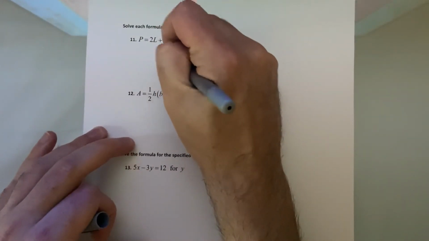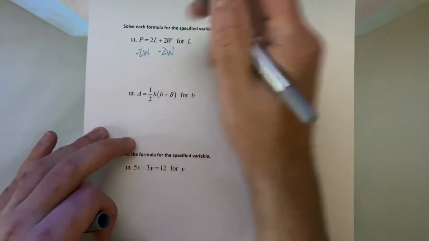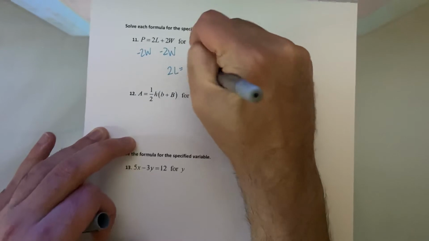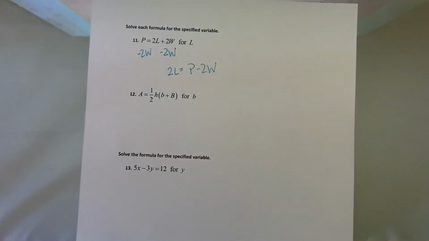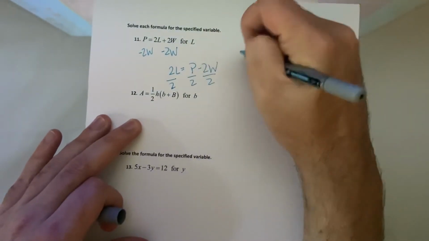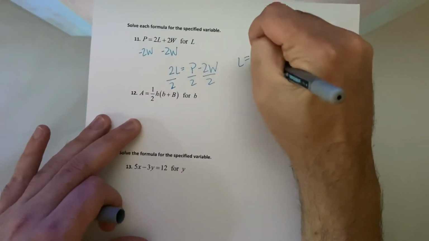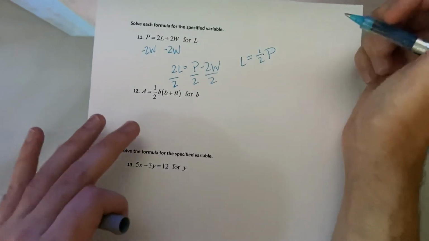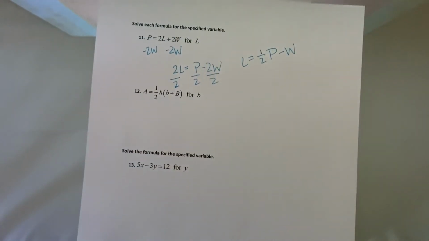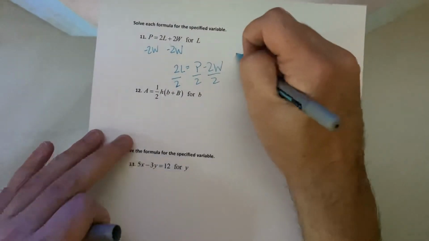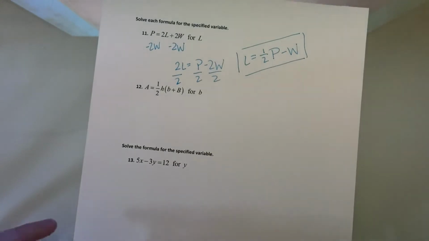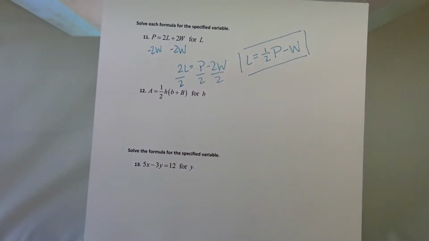So first we subtract 2W from both sides. So we get 2L, I'm going to move it to the left, equals P minus 2W. Now to get L by itself, I have to divide everything by 2. So that means L equals P over 2, or 1/2 P, minus W. There are different ways you could write it, but this should be good enough for now. Once L is by itself, you're done in this case. It could be a little weird, but this is how we do it.